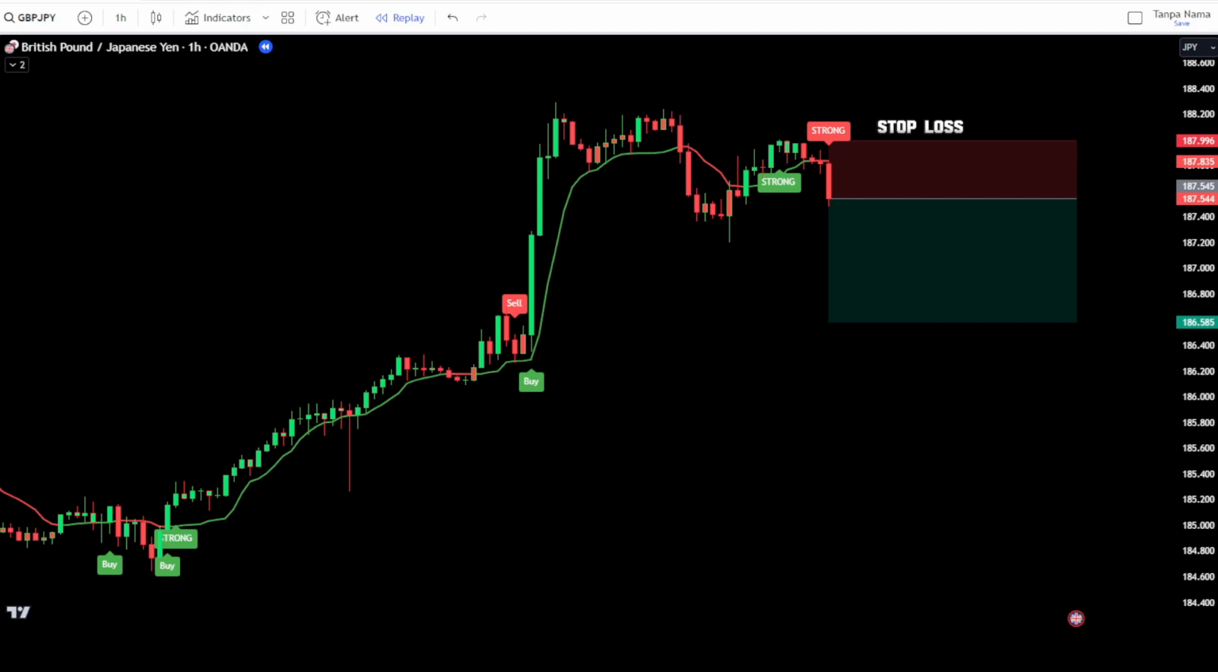5. Place a stop loss at the latest swing high. 6. Target a take profit using a risk and reward ratio of 1 to 1.5.